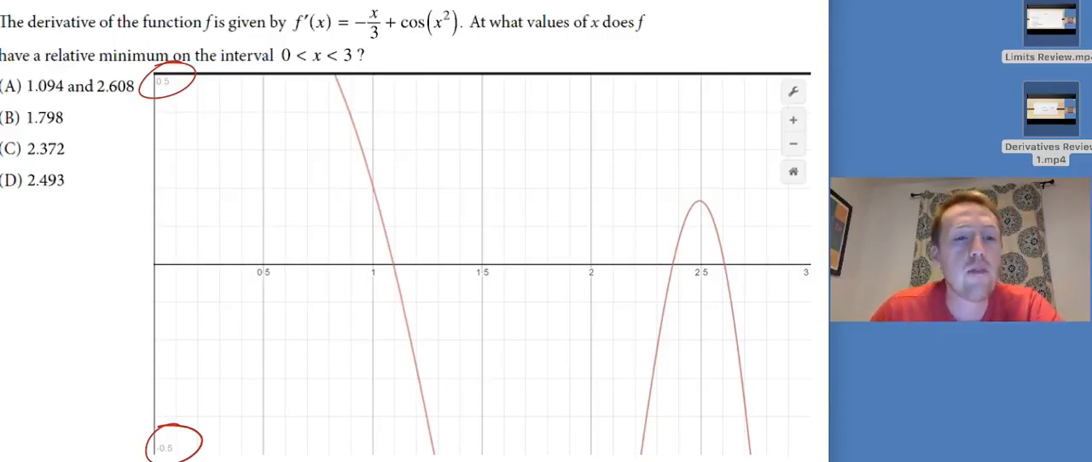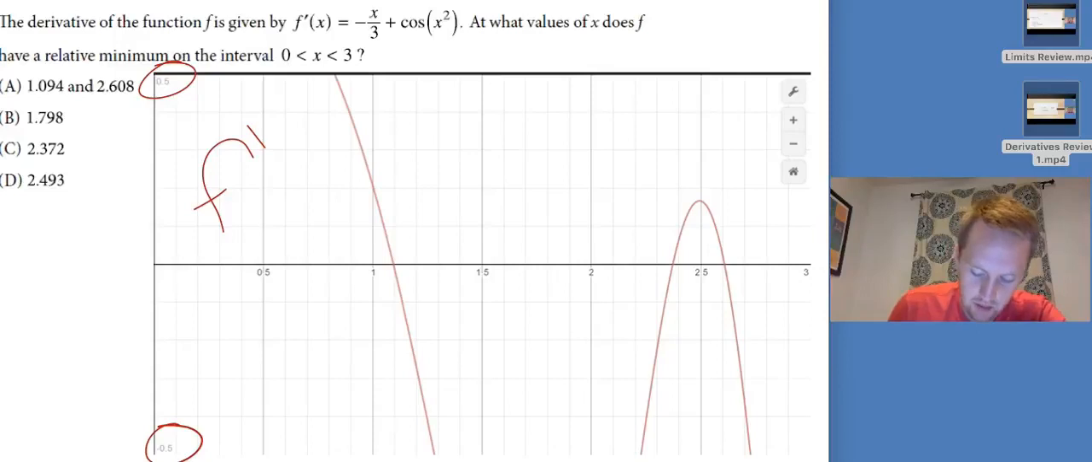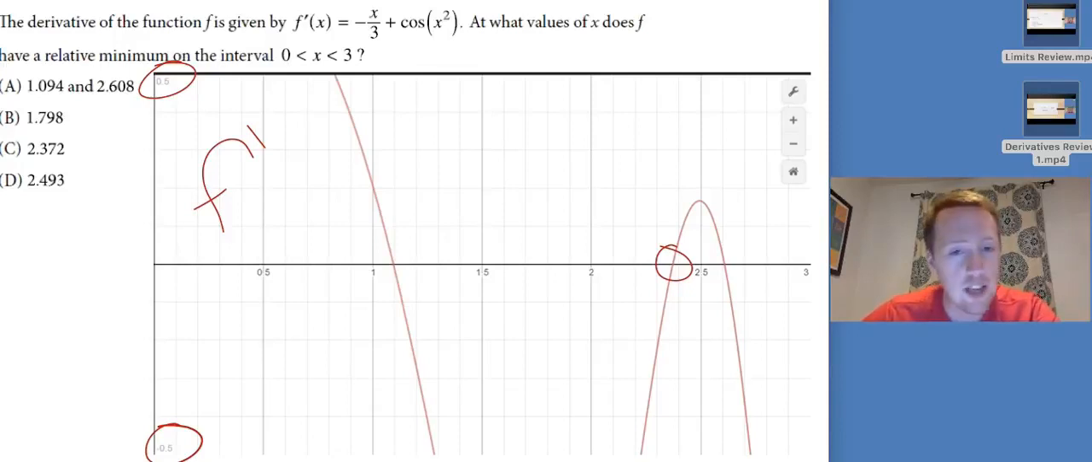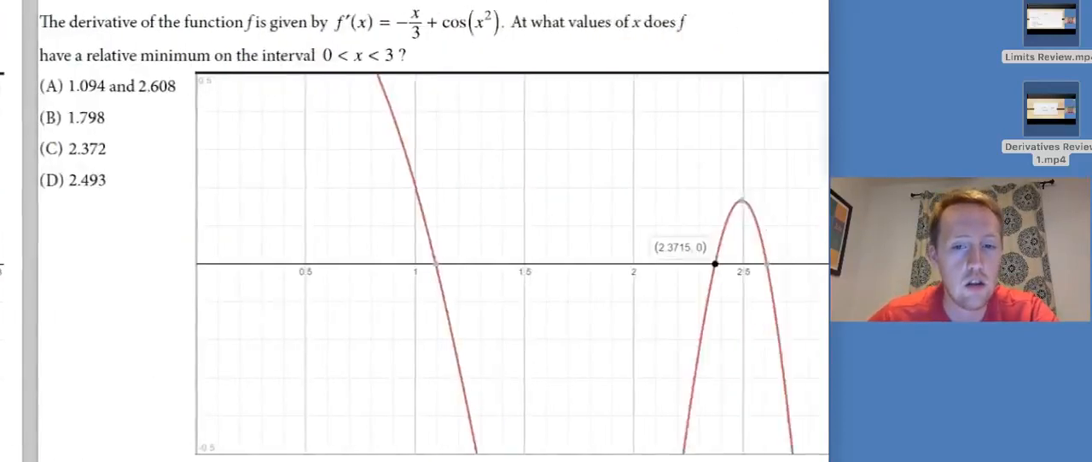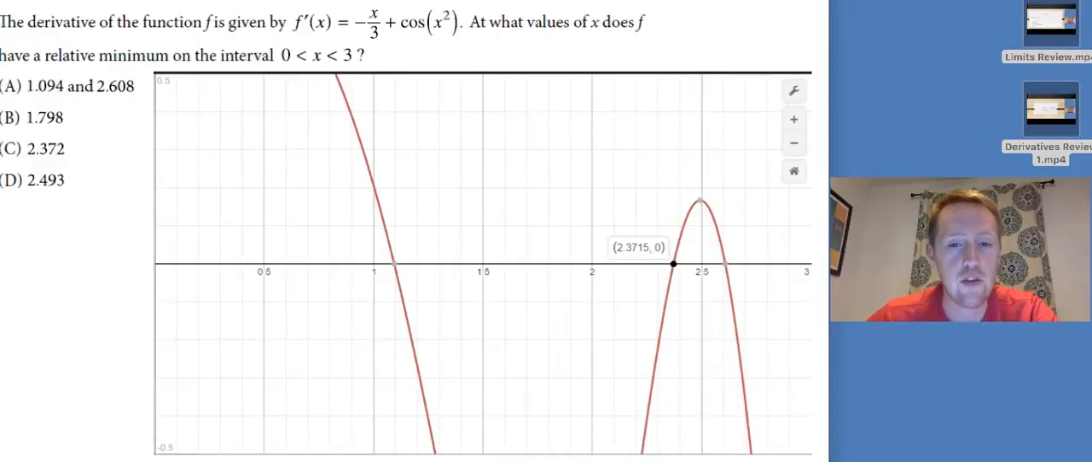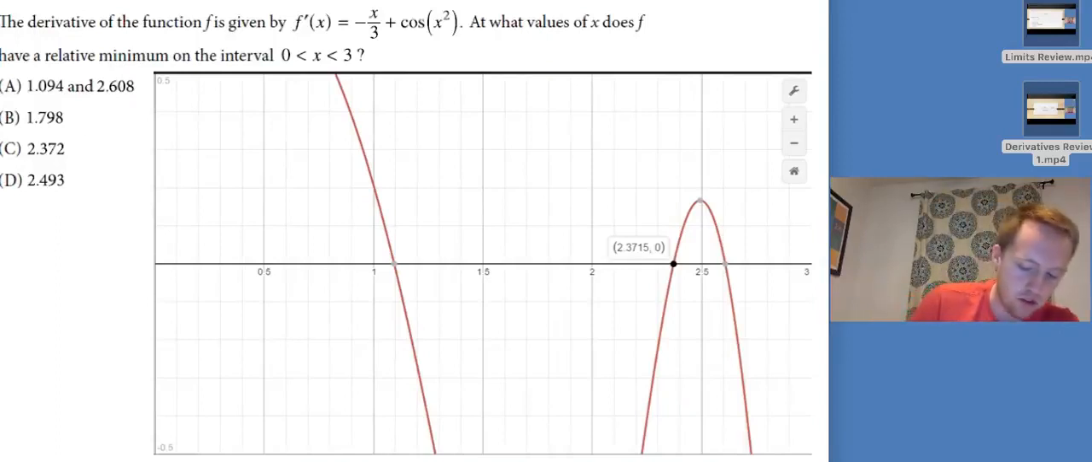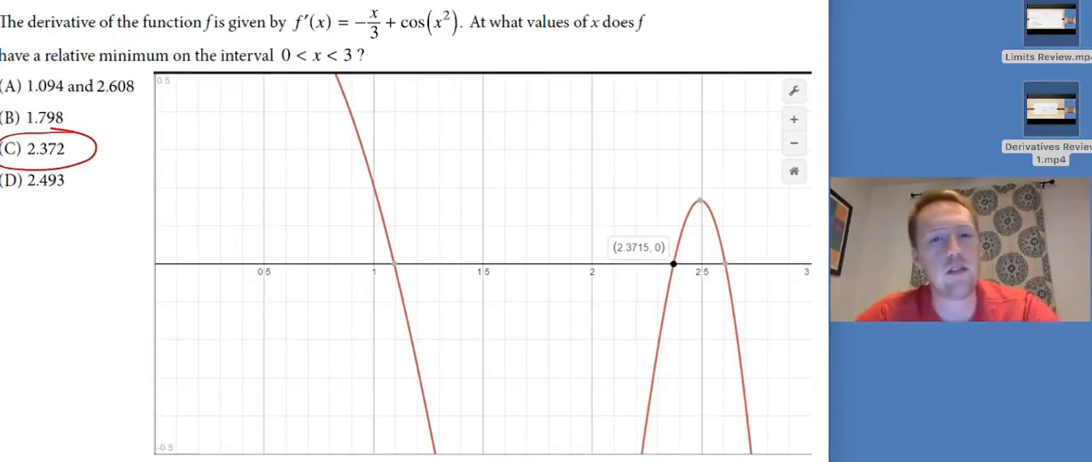So now I know I'm looking for a relative minimum. This is the graph of f prime. I need it to go from negative to positive. Well, that happens right here. Now, wouldn't it be nice if I knew what x value that was? Your calculator will find the zeros for you. Don't trace it. It's not going to be close enough. Go into the menu and actually use the calculate zeros feature, like I did. I got 2.3715, which rounds to 2.372. I am satisfied with that answer.